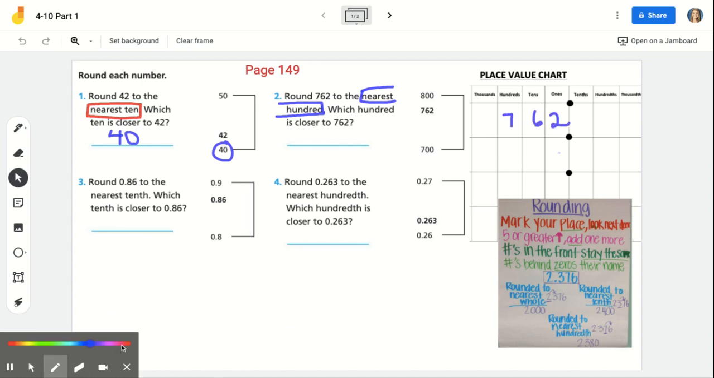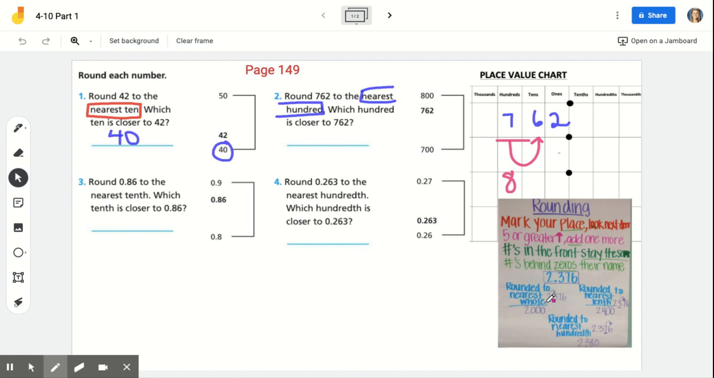Let's follow this whole process again. Mark your place. We're working with 100 here. So what digit is in the 100 spot? It is the 7. And we're going to be looking next door. Which digit is next door to 7? It's the digit 6 in the 10s. We're asking ourselves, is this 5 or greater? Is 6 5 or greater? Yes, it is. So we're going to be increasing our 7 then by 1. 1 more than 7 is 8.